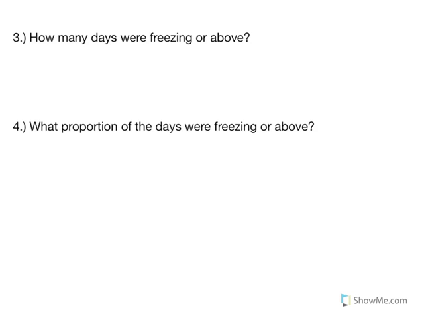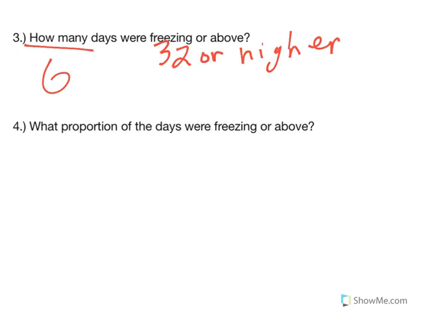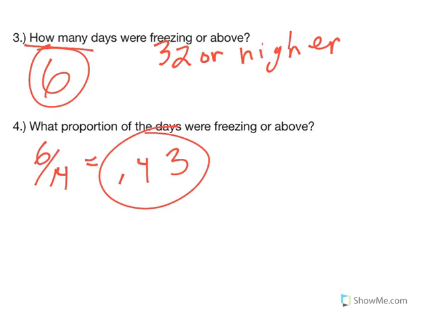How many days were freezing or above? So that's 32 degrees or higher. And the question says how many? So we're looking for the actual number, the frequency. So it's just 32 or higher, so that's just the answer to that one, which is 6. Now in 4, what proportion of the days were freezing or above? So now we just go over, right, and we have the 6 divided by 14, which we know to be 0.43. So it's important that you pay attention to the details.